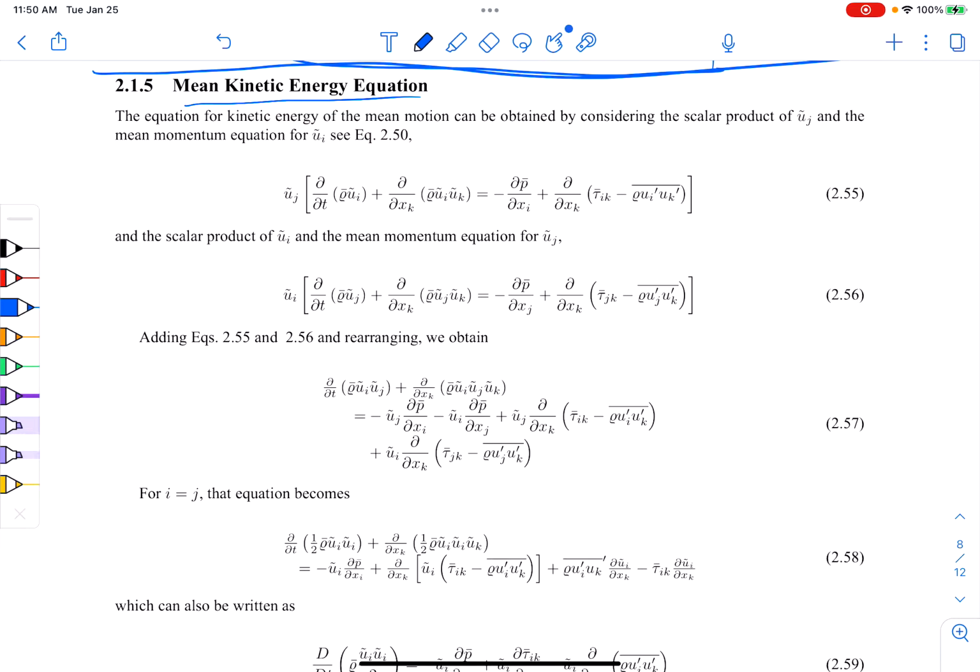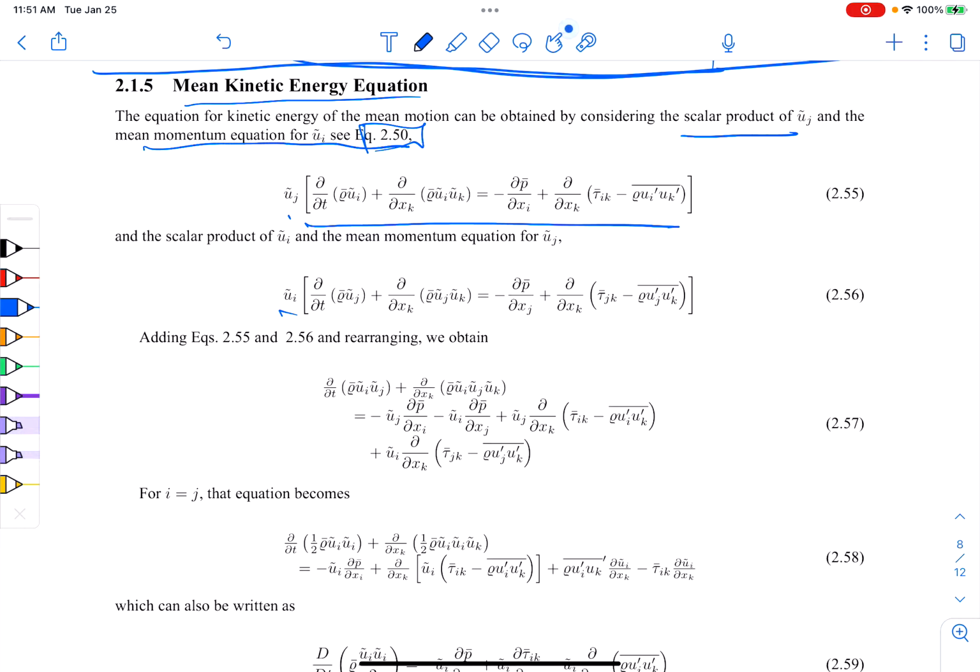This is, of course, a scalar product of uj. If we take the scalar product of uj and the mean momentum equation, which was equation 2.50, you can see that's what I'm doing right here. Here's equation 2.50 repeated for you, and there's u tilde j. And as you remember, that would be what? The mass average.